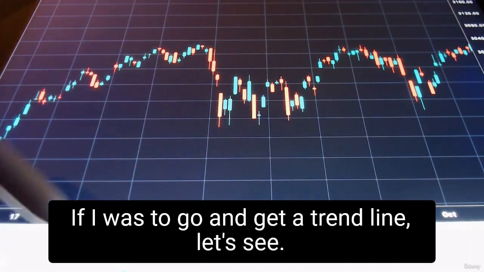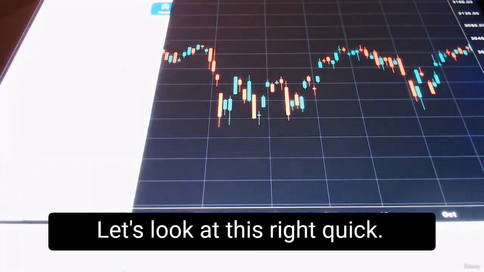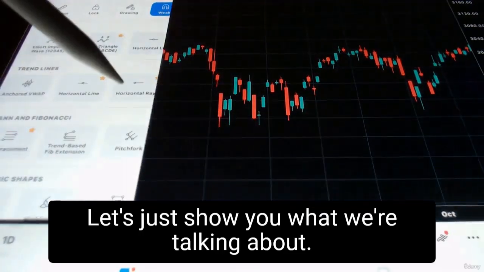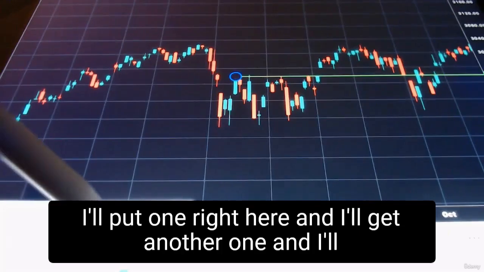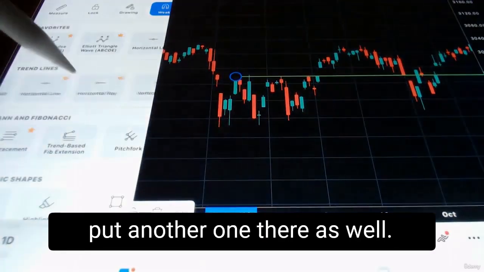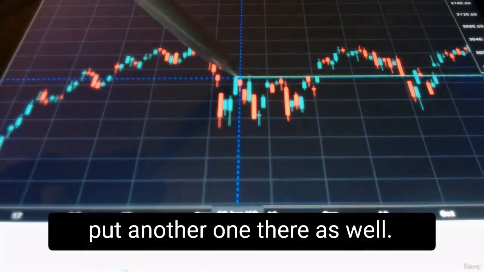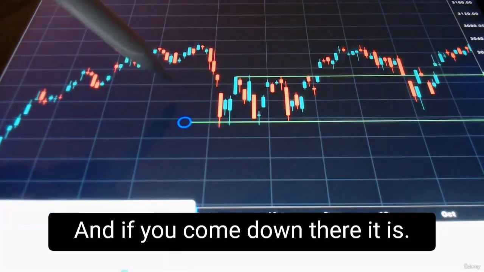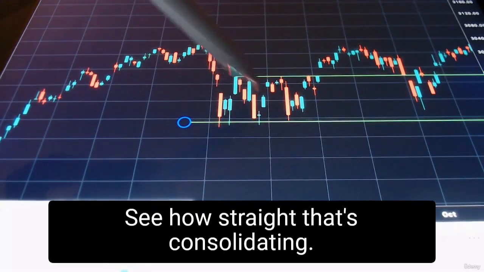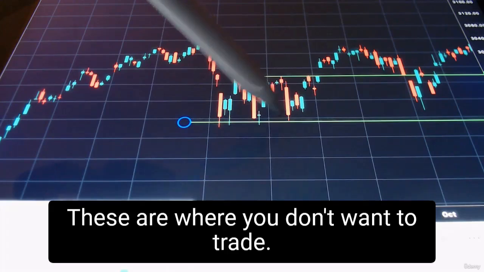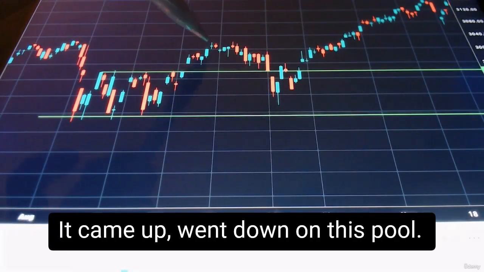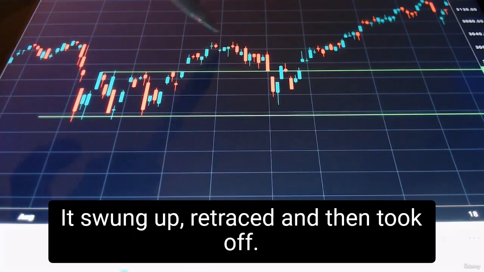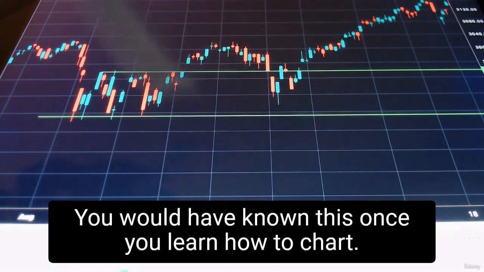If I was to go and get a trend line, let's see. Let's look at this right quick. Let's just show you what we're talking about. I'll put one right here, and I'll get another one, and I'll put another one there as well. And if you come down, there it is. See how straight? That's consolidating. These are where you don't want to trade, right? There's another big explosion that happens right here. It came up, went down on this pull, it swung up, retraced, and then took off. You would have known this once you learn how to chart.